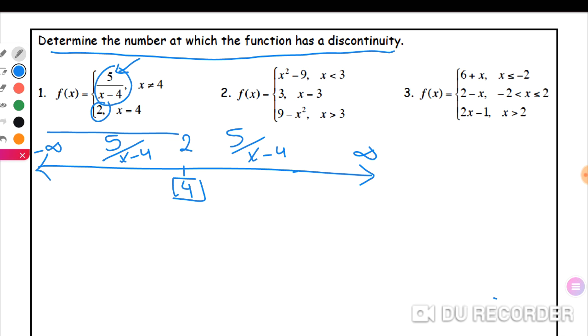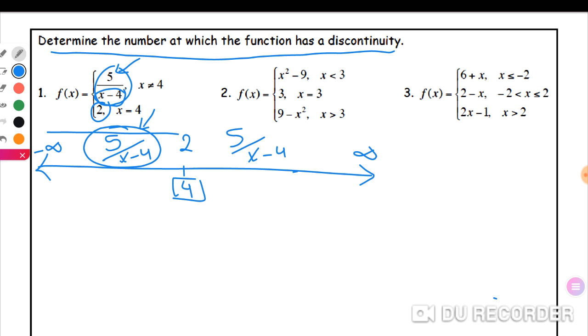Please, miss, what is the rule I have to follow? The first step, I have to know the domain of the given function 5 over x minus 4. The domain of this function is x not equal to 4. The domain of any rational function is all of the real numbers except the value of x at which the denominator equals 0. But since I substitute in this function when x is not equal to 4, it means less or greater, this function is defined.